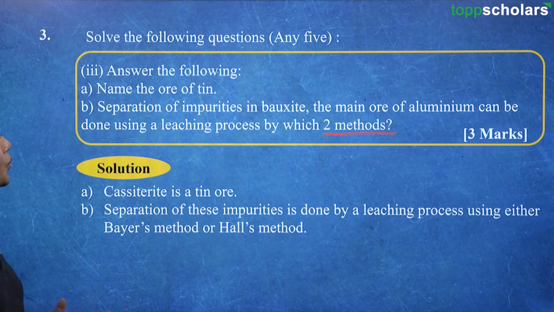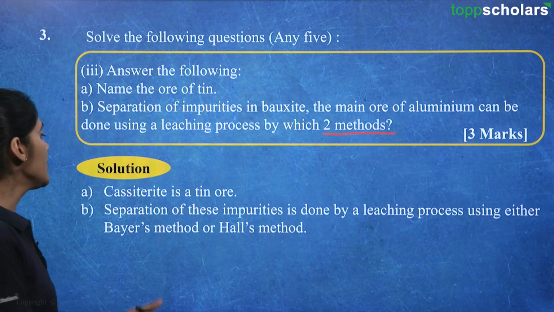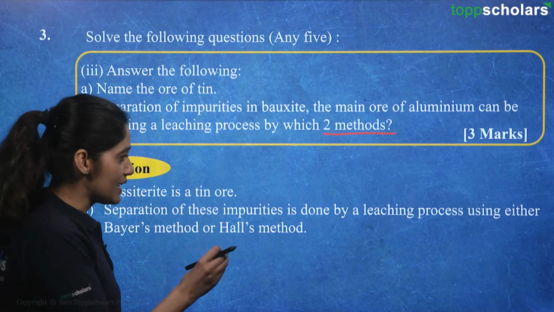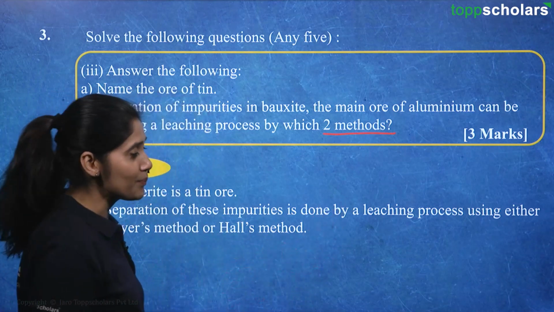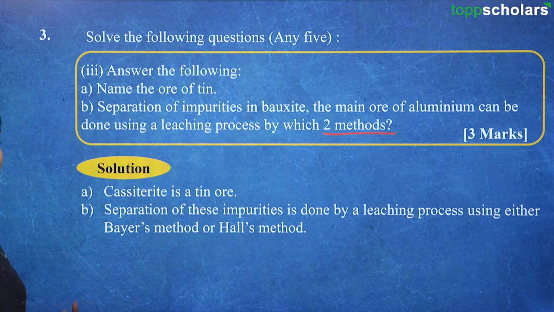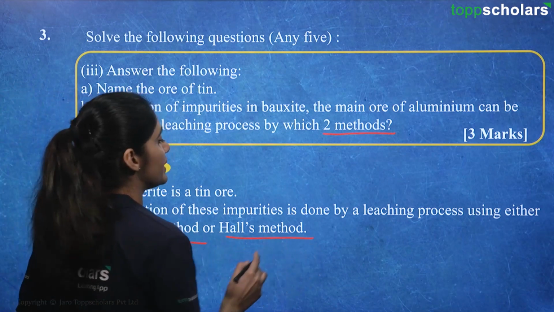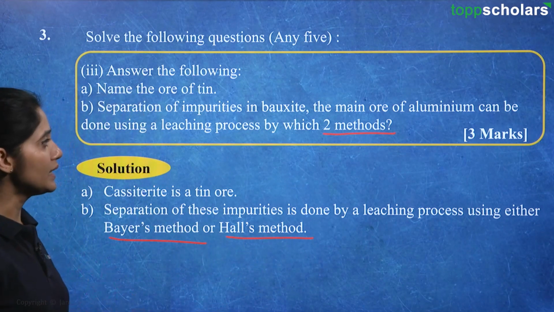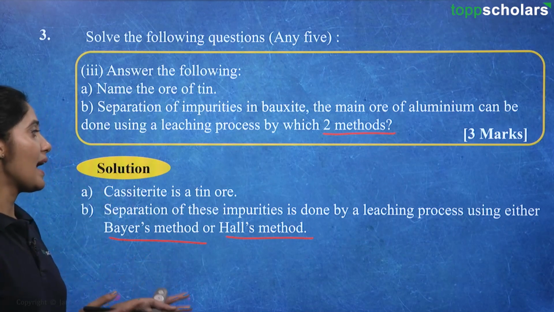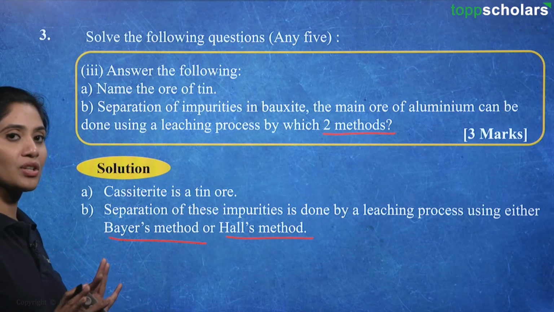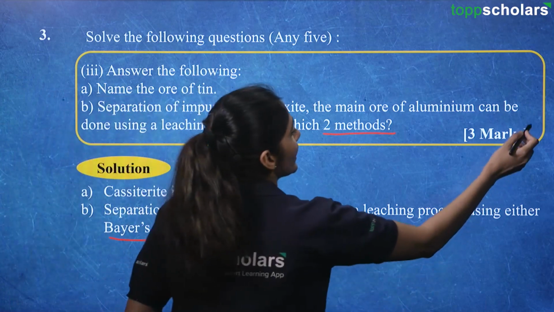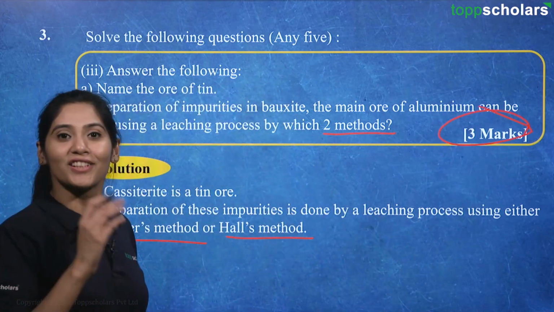Now, what are the 2 methods that we are going to talk about? Separation of these impurities is done by a leaching process using either Bayer's method or Hall's method. So, these are the 2 methods, and just by remembering this information, what do you get? Straight 3 marks. Congratulations.